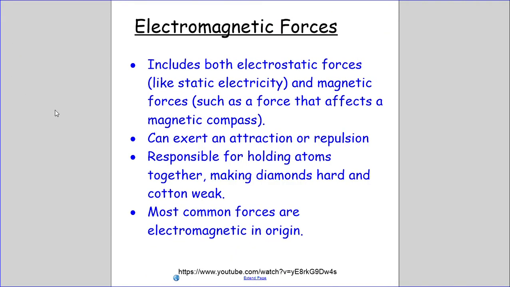So electromagnetic forces include both electrostatic forces like static electricity and magnetic forces such as the force that affects a magnetic compass. They can exert an attraction or repulsion the same way that we understand how electrons work with protons and electrons and north and south poles on magnets. So they're responsible for holding atoms together. They make diamonds hard and they make cotton weak. They're responsible for how elements are constructed and how their properties behave.